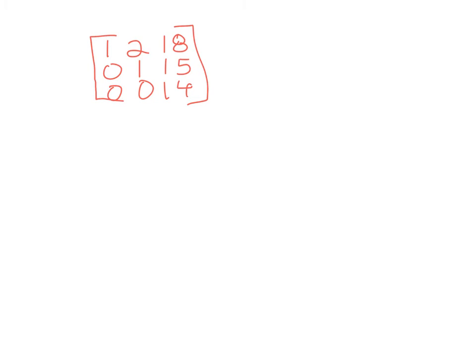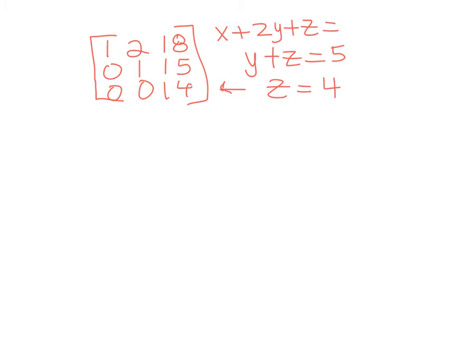Okay, so here's the matrix answer from the last problem, and this is how we would actually get x, y, and z. The last row is my z part, so that goes back to z is equal to 4. Then I go up 1. Now that has my y and my z in it, so that would be y plus z equals 5. And then my top one would have x, y, and z in it, so that would be x plus 2y plus z is equal to 8.